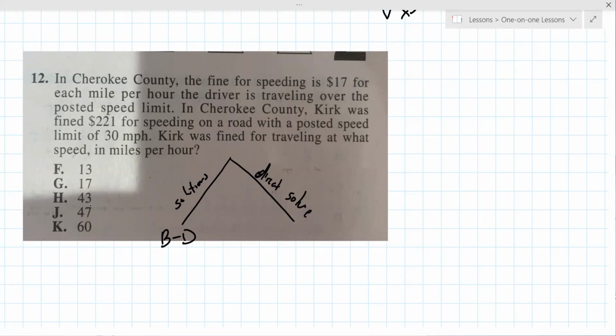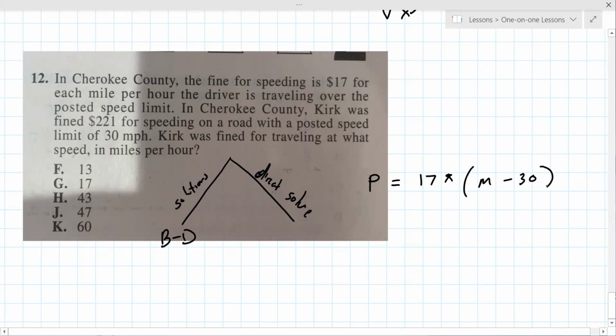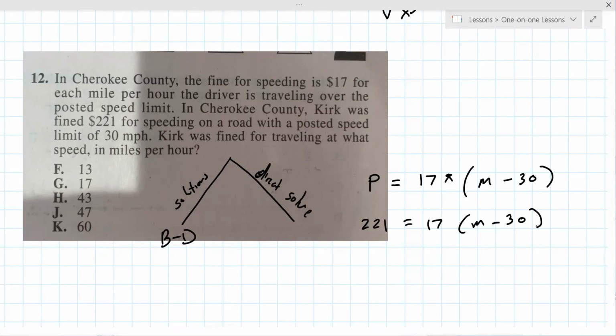I guess let's just do the direct. Okay. So we have to build a formula for this. The ticket price is $17 times every mile over 30 miles per hour. Okay. And we know the price is $221.